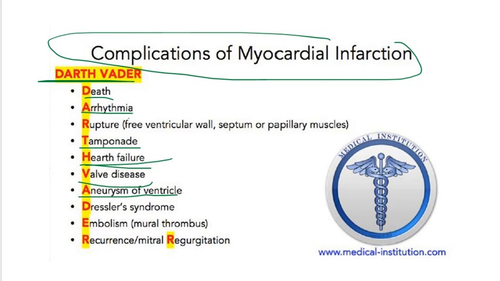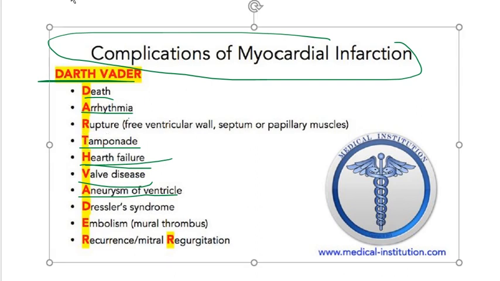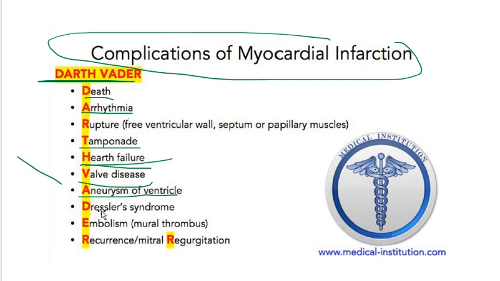Embolism, and this is due to a mural thrombus. Yes, embolism due to a mural thrombus, which typically results from an aneurysm from the ventricle. I'll mention this in just a sec.